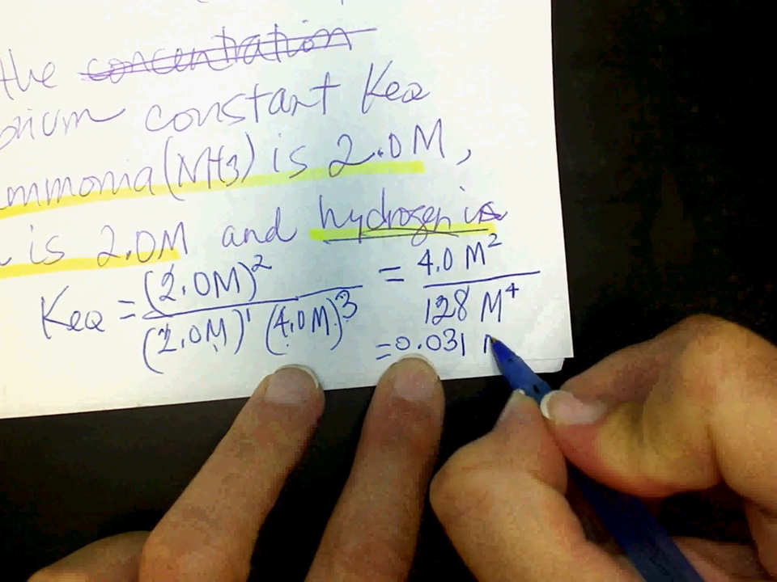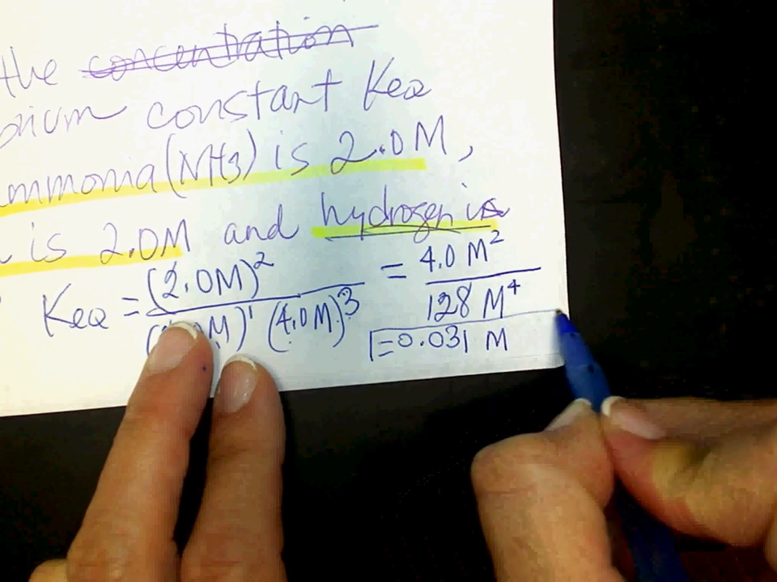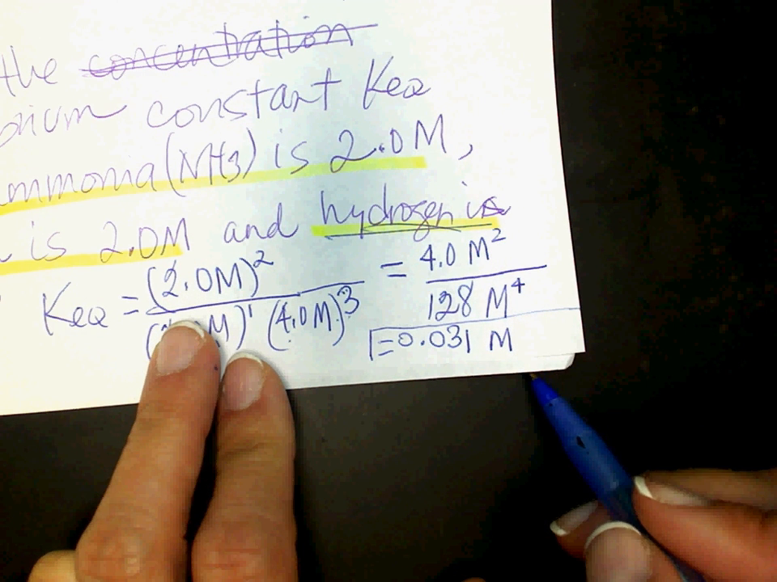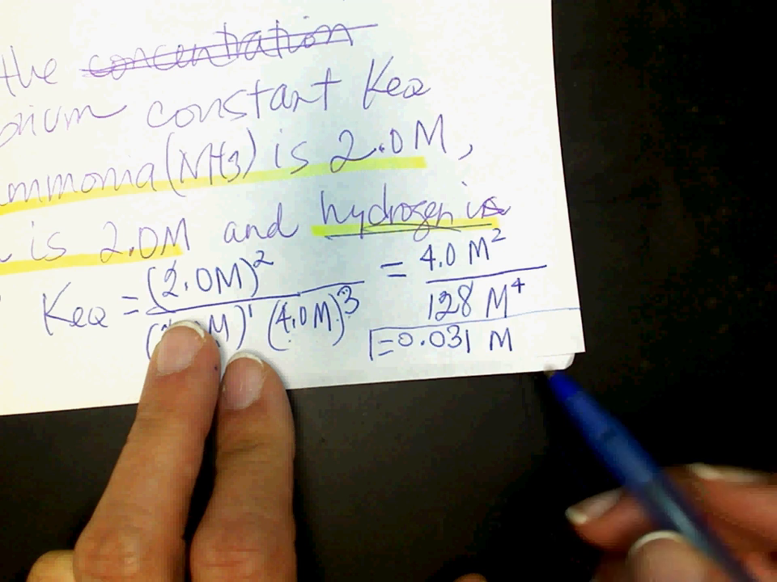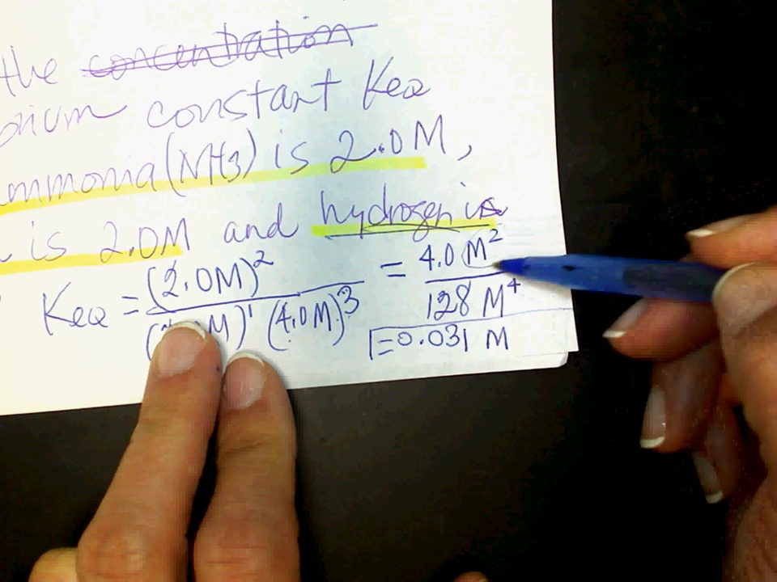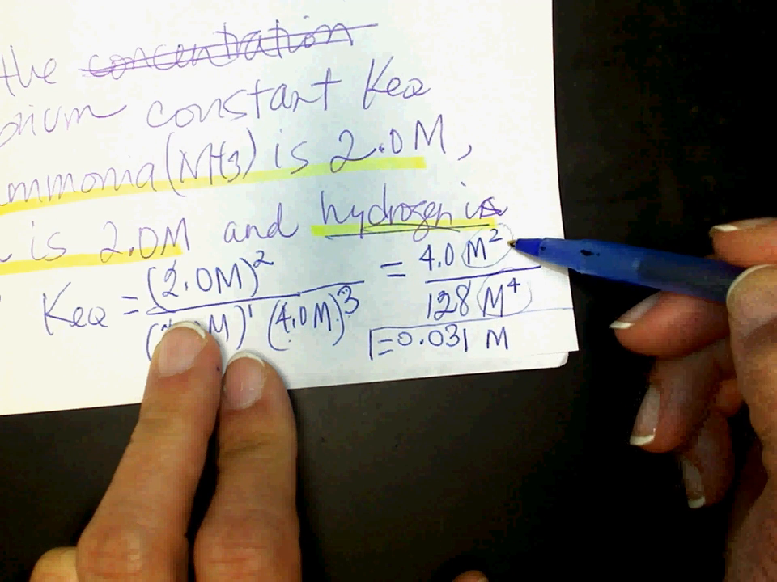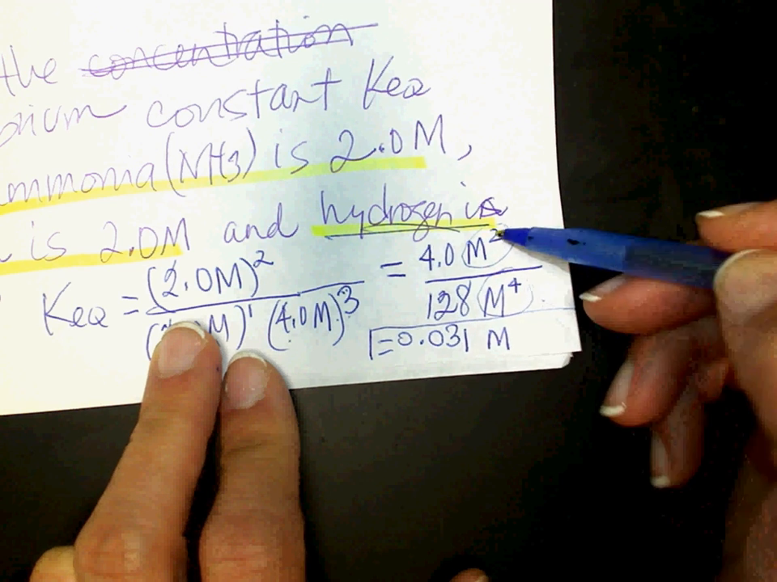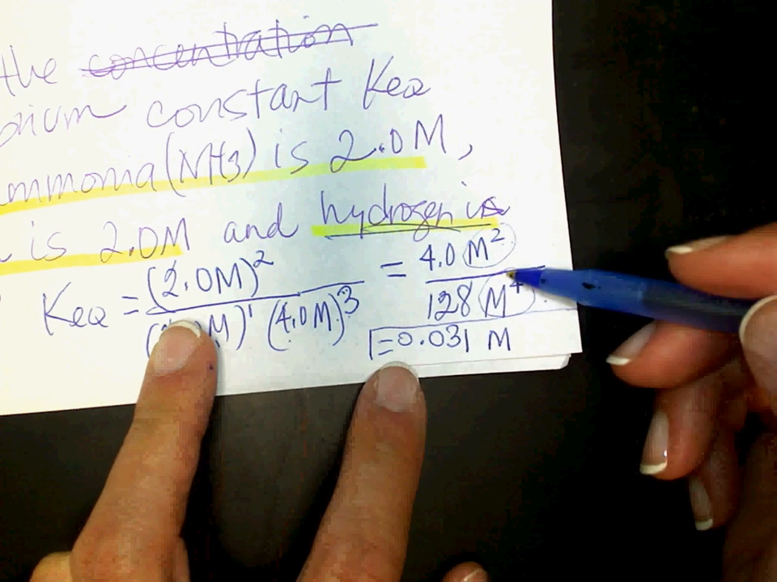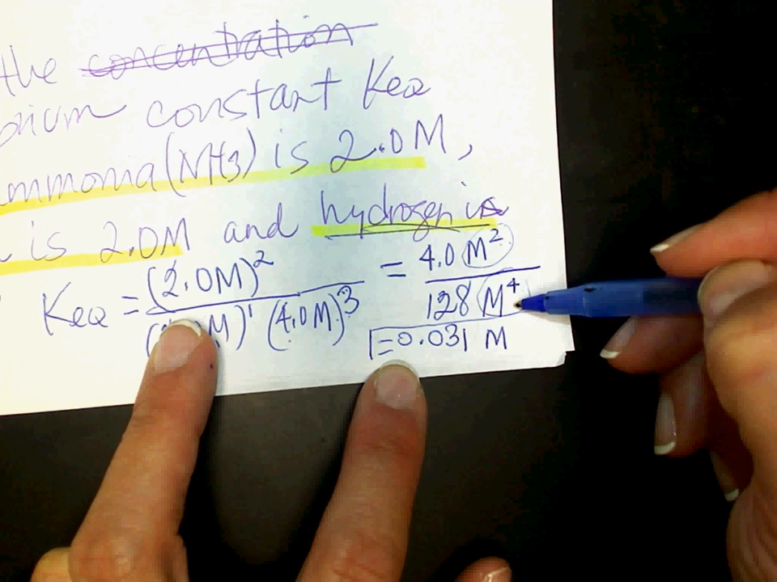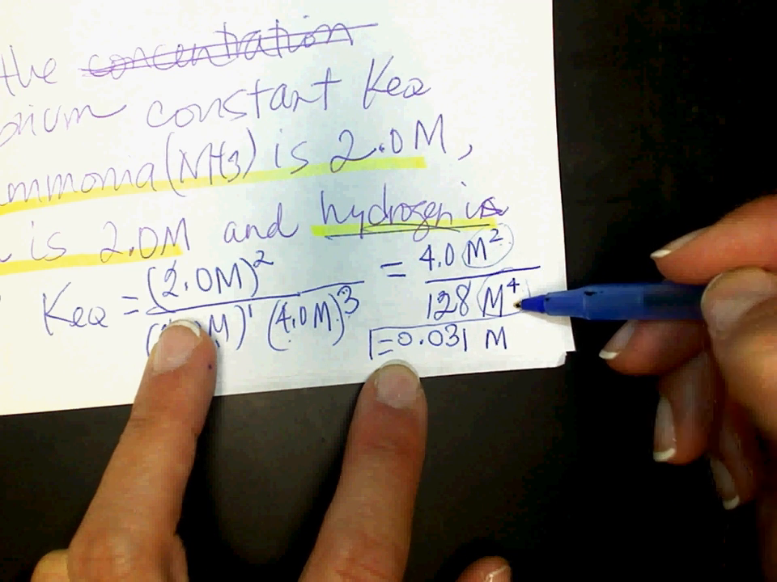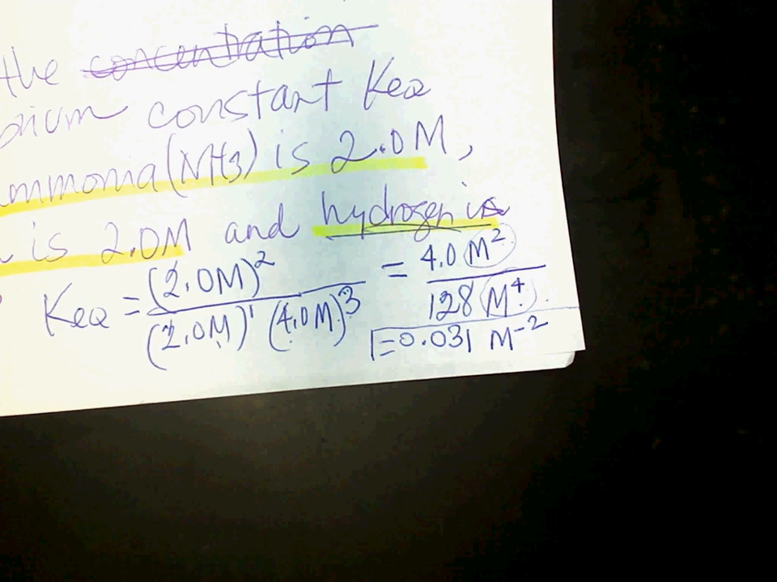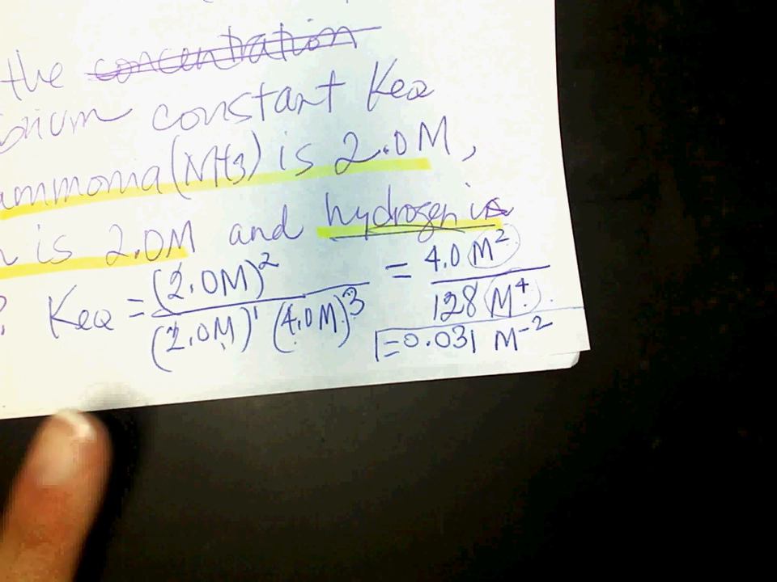Now, what are the units of my final equilibrium constant? Zach, molarity squared divided by molarity to the 4th. What do I do with exponents? Treat it like a number. What's 2 minus 4? Negative 2. So there we go. Write that down. 0.031 molarity to the minus second.